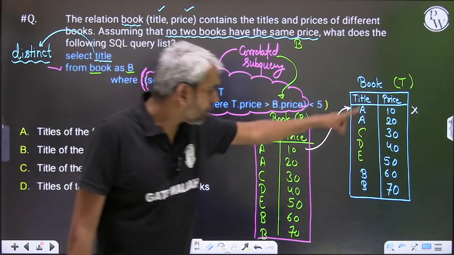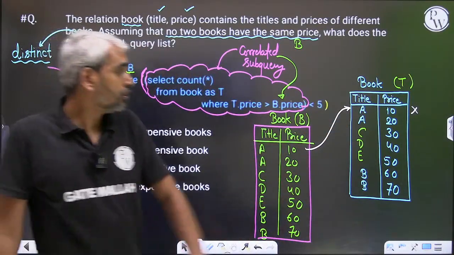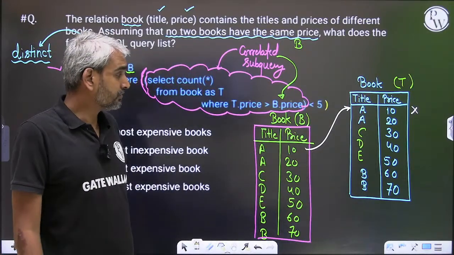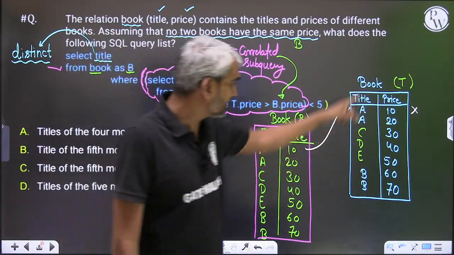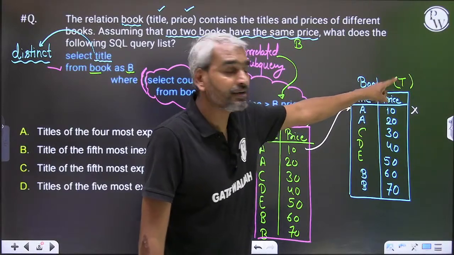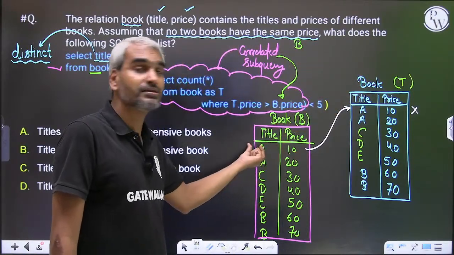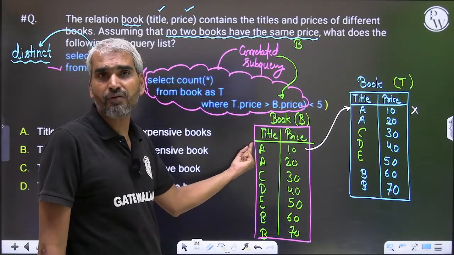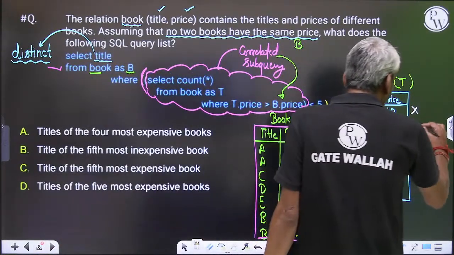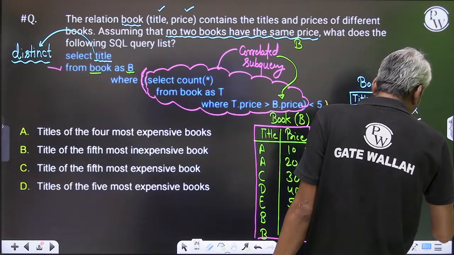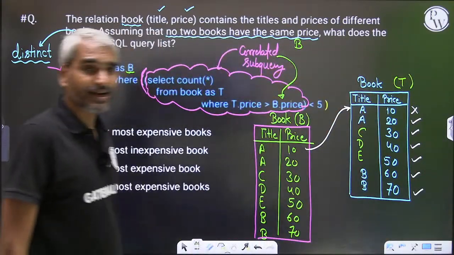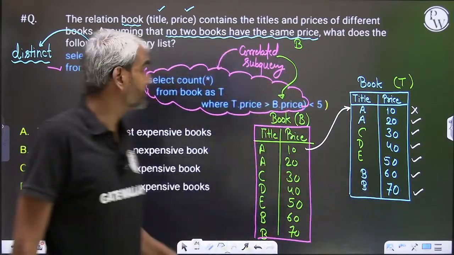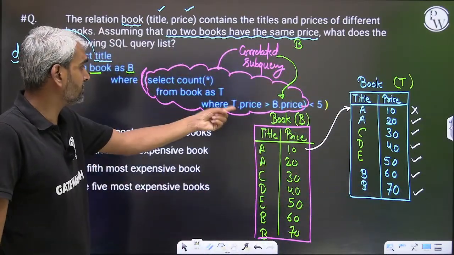But with respect to all other tuples, the price of the tuple of table T will be more than the price of the tuple with respect to alias B of the book table. Therefore, all other tuples will get selected. So when this is the selection, 6 tuples are selected, and the count with respect to the selected tuples will be 6.